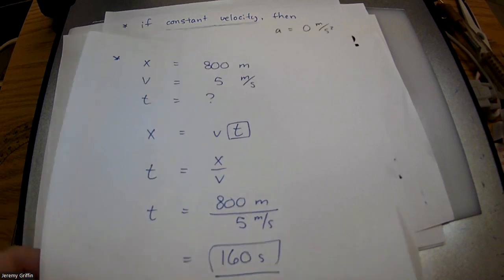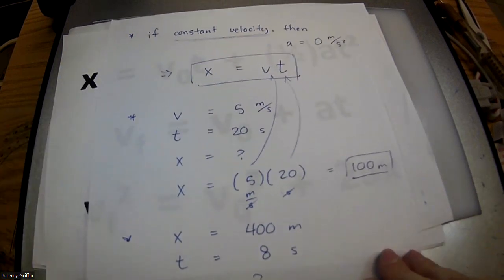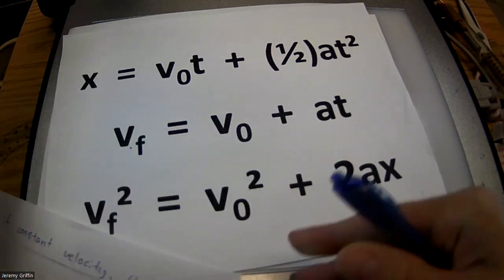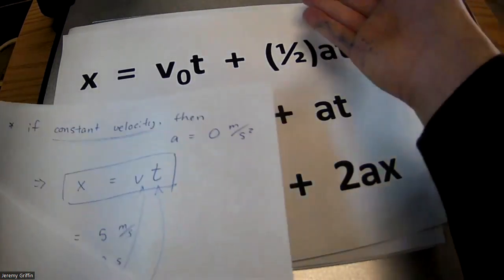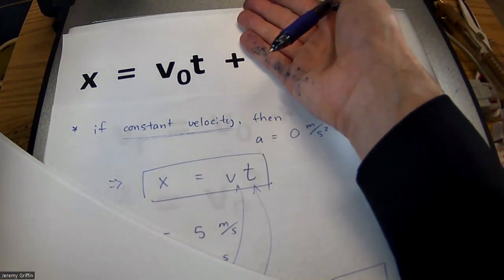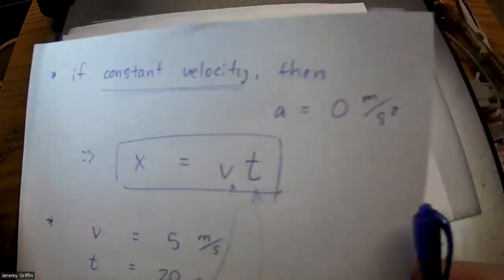Okay, guys, good. Now, that is one version of simplifying these three equations. If acceleration is 0, then everything just boils down to that right there, and you're done. Okay. Let's do a different simplification.